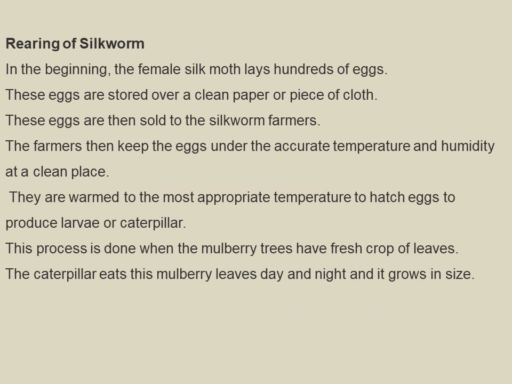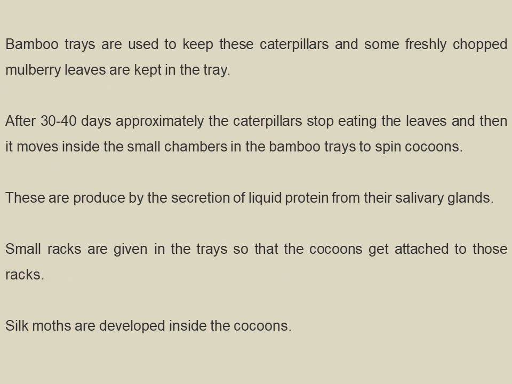Rearing of silkworm. In the beginning, the female silk moth lays hundreds of eggs. These eggs are stored over a clean paper or piece of cloth. These eggs are then sold to the silkworm farmers. The farmers then keep the eggs under the accurate temperature and humidity at a clean place. They are warmed to the most appropriate temperature to hatch the eggs to produce larvae or caterpillars, and this process is done when the mulberry plants have fresh crops of leaves. The caterpillar eats these mulberry leaves day and night voraciously, and it grows in size.